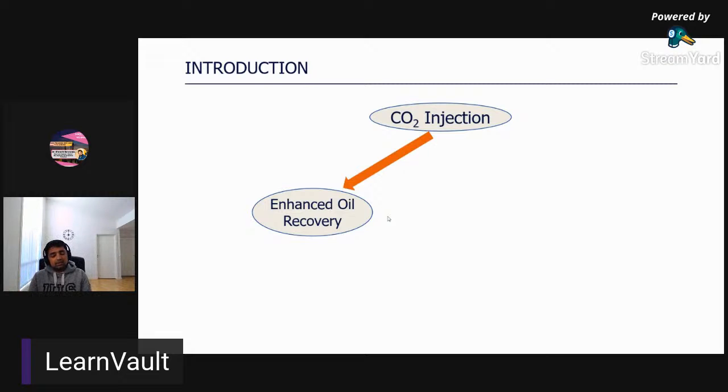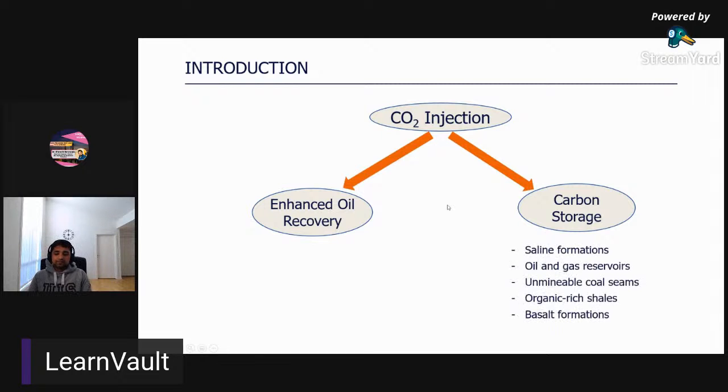So that's one purpose. The other purpose could be carbon storage, where you are capturing the emissions from the atmosphere and storing them back in the subsurface so that you can reduce the emissions. Now, this carbon storage can happen in different kinds of formations. Those formations can be saline formations, oil and gas reservoirs, coal seams, organic-rich shales, and basalt formations. We are going to talk about saline formations and organic-rich shales in today's session.